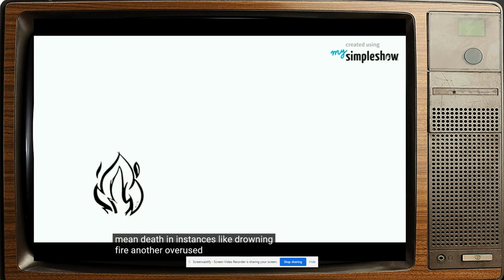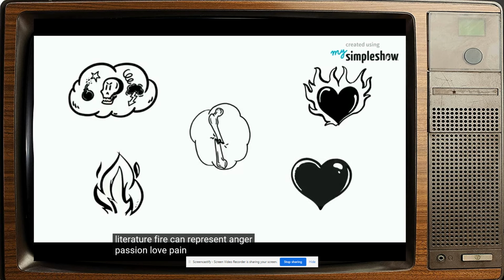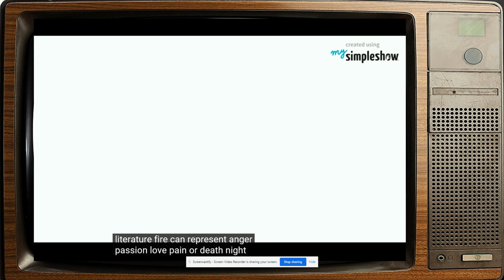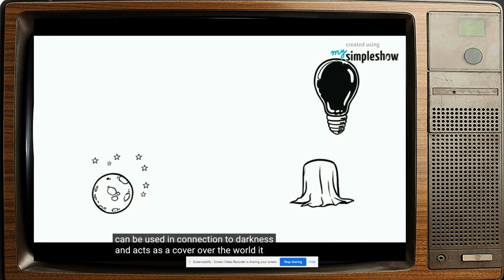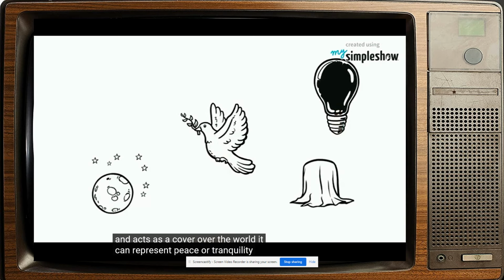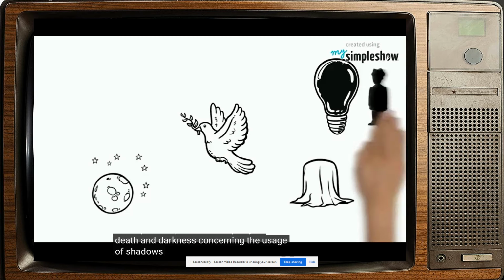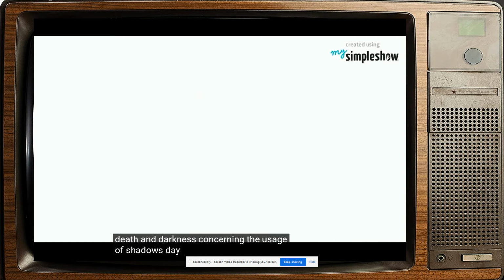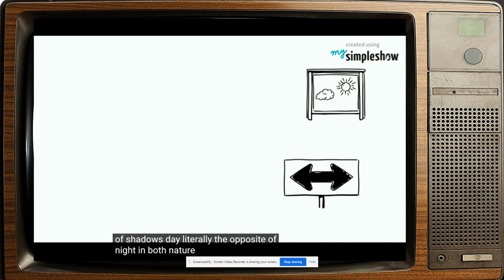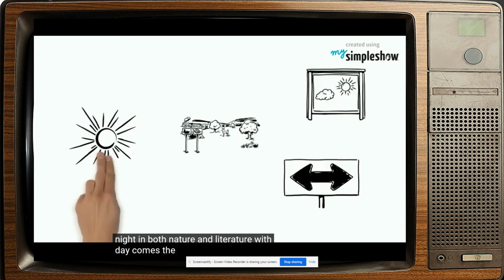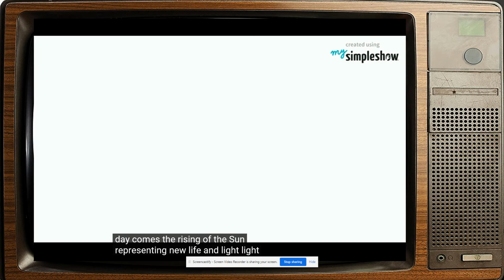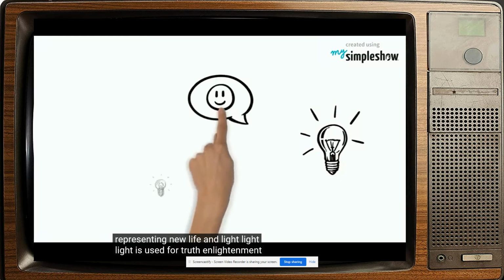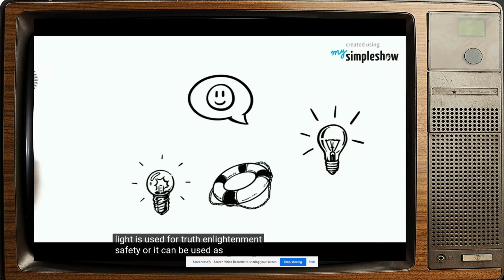Fire, another overused element in literature. Fire can represent anger, passion, love, pain, or death. Night. Night can be used in connection to darkness and acts as a cover over the world. It can represent peace or tranquility, or death and darkness concerning the usage of shadows. Day, literally the opposite of night in both nature and literature. With day comes the rising of the sun, representing new life and light. Light. Light is used for truth, enlightenment, safety, or it can be used as a holy image.